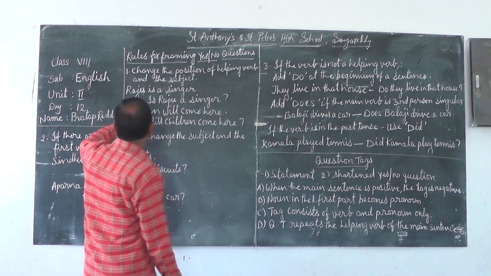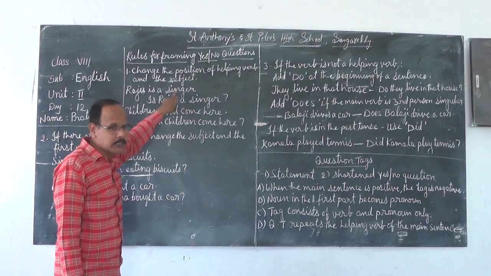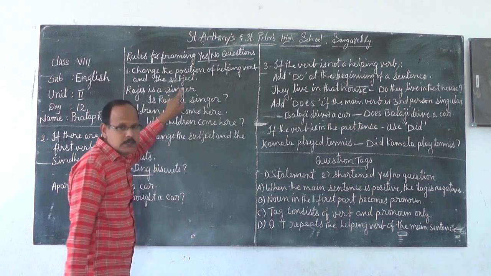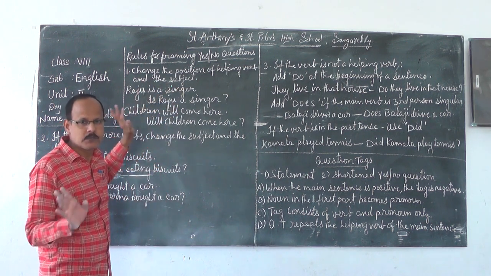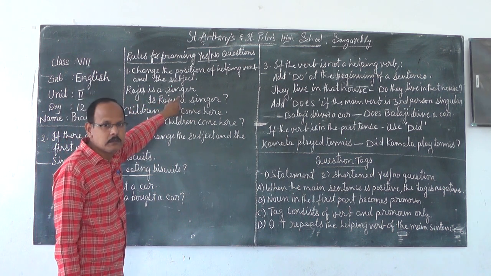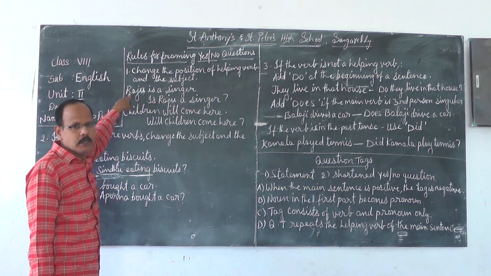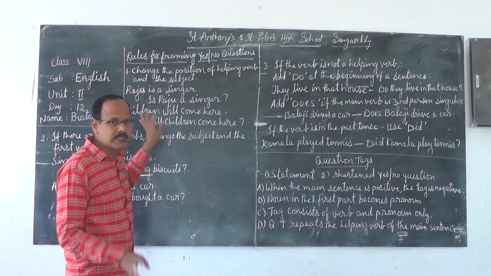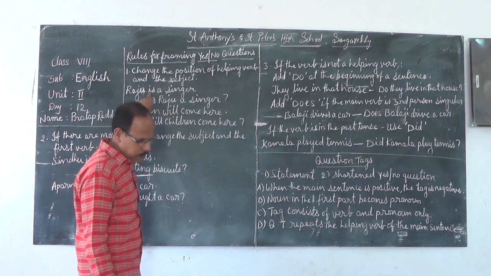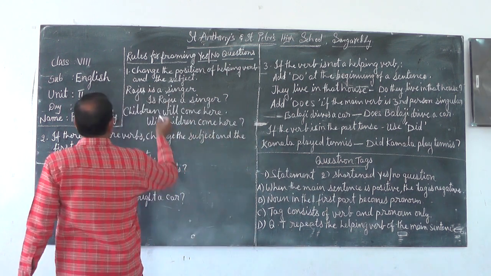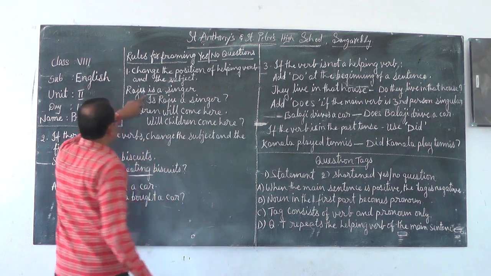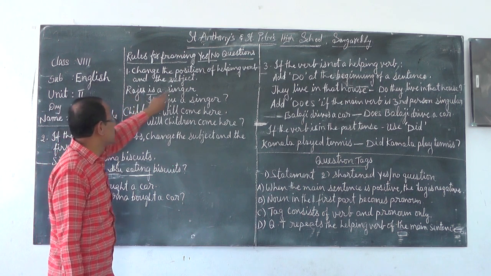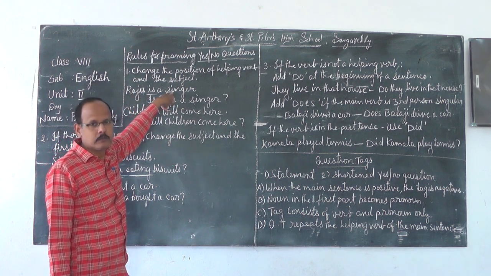So the example here, Raju is a singer. In this sentence, what is the subject? Raju is a singer. Yes, Raju is the subject. And what is the verb in the sentence? Is. This is the verb. It's actually helping verb or auxiliary verb. Raju is a singer. This is a statement.